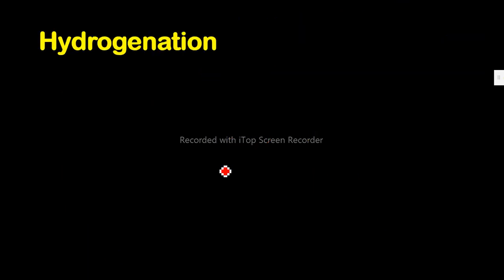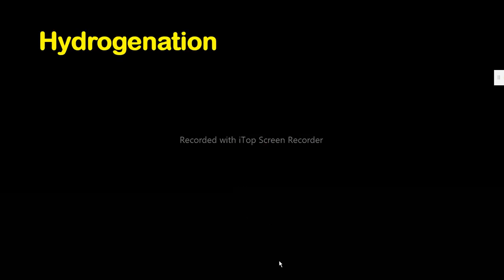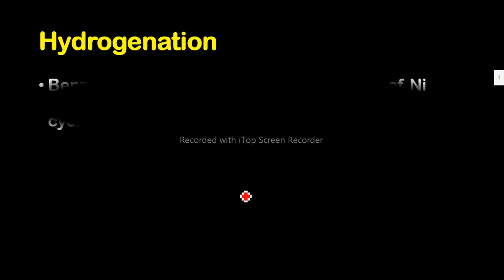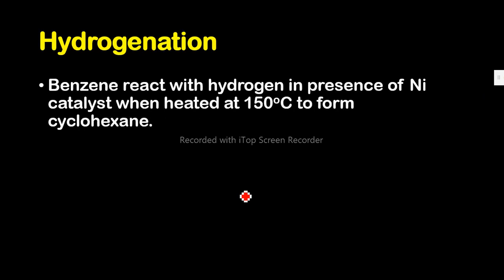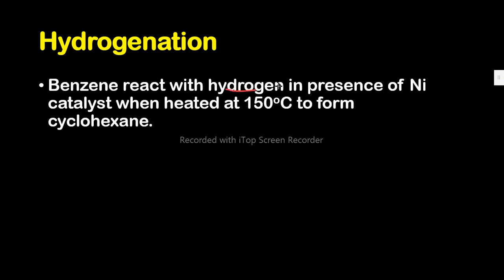So let's talk about hydrogenation. And with hydrogenation, it is simple. Here we add hydrogen. It is the same reaction: reaction of benzene with hydrogen in presence of nickel catalyst heated at 150 degrees Celsius. We shall form our cyclohexane.